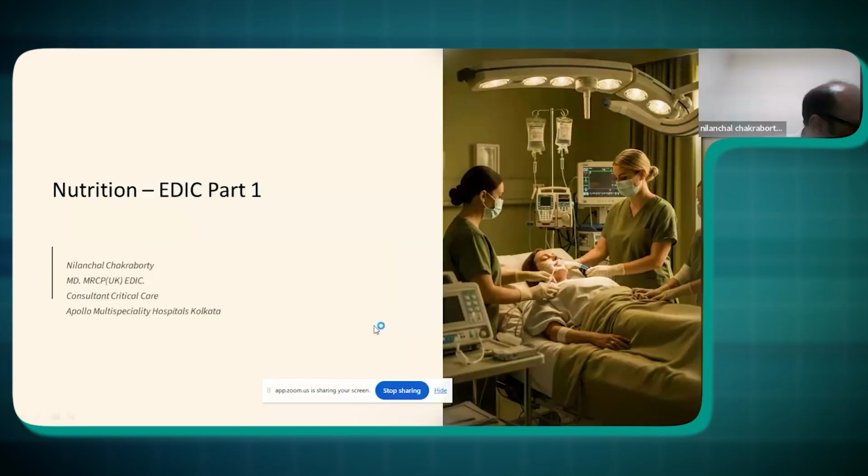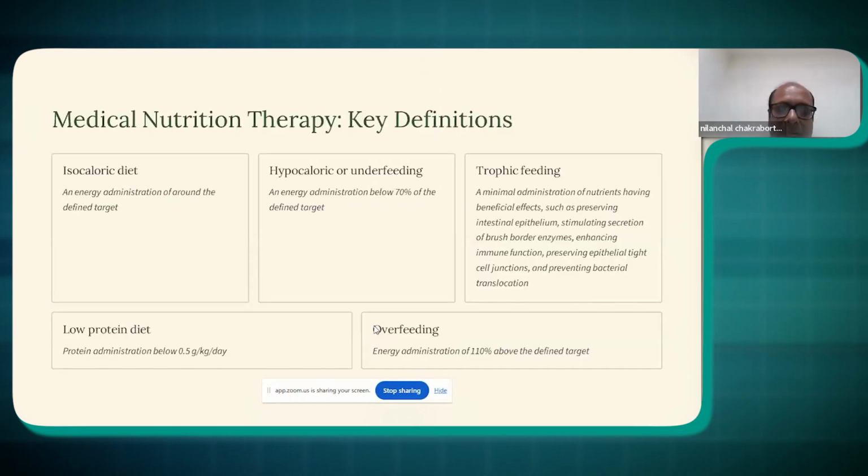Yes, this is kind of a preliminary course for the EDIC ongoing examination. So on nutrition, let's start with how much we know. What is an isocaloric diet? We assess the nutritional need of each patient at the bedside, and when you reach the energy around the defined target, we call it isocaloric diet. When we reach up to or below 70% of the defined target, we call it hypocaloric or underfeeding. And when it's very minimal, just to preserve the intestinal epithelium and the brush border enzymes to maintain the immunity of the gut, we call it trophic feeding. It may be maybe 500 ml in a day.